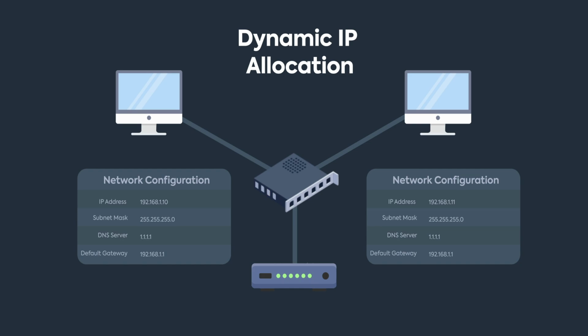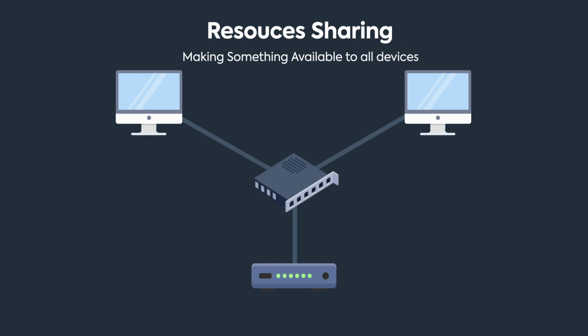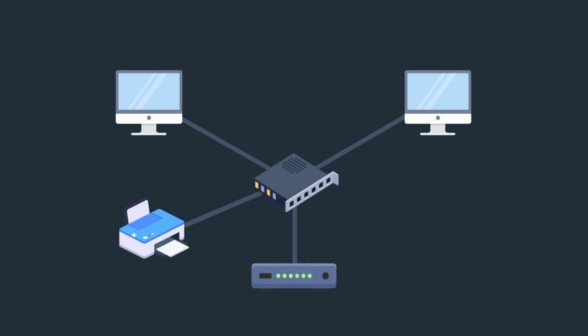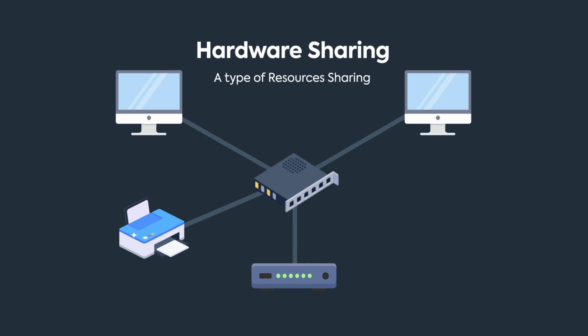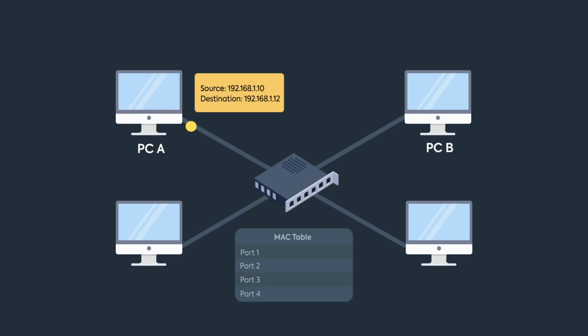Now, since our devices are fully configured, they can communicate and share resources. Sharing resources means making something available to all devices on the network. For example, a printer can be used by any computer on the network, which is a type of resource sharing. Let's see how a PC communicates in a LAN network. Let's imagine PC A wants to send a packet to PC B.